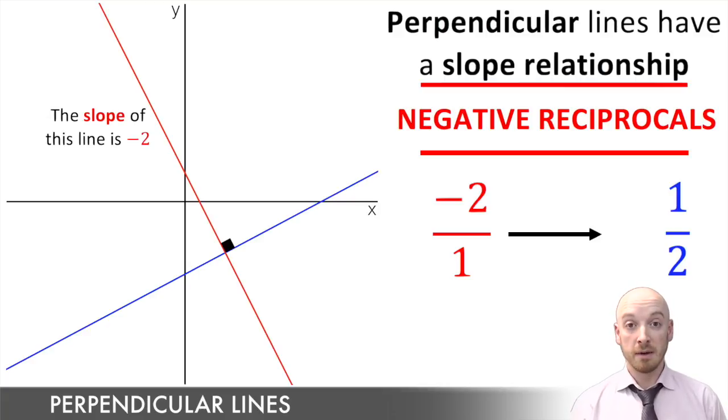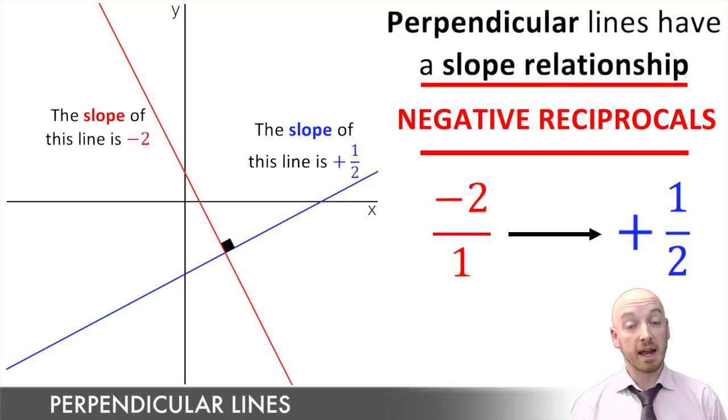Changing the sign means that if the original fraction was negative, it comes out positive in the end. But if that original value was positive, then you've got a negative once you do the negative reciprocal. So changing the sign means changing the original value from positive to negative or from negative to positive.